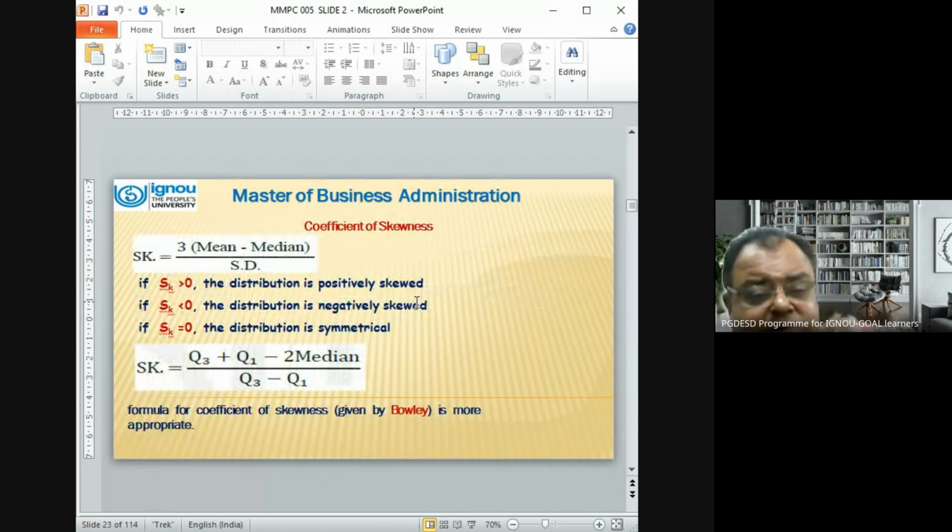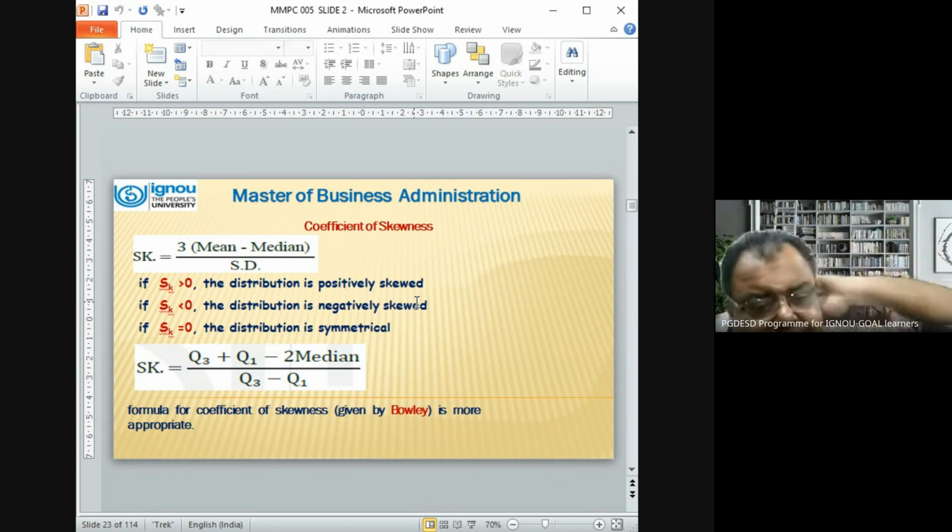Coefficient of skewness in terms of mean, mode, median, and standard deviation is 3 times the difference between mean minus median divided by standard deviation. If Sk is greater than 0, it is positively skewed. If Sk is less than 0, it is negatively skewed. And if Sk is equal to 0, it is symmetrical.